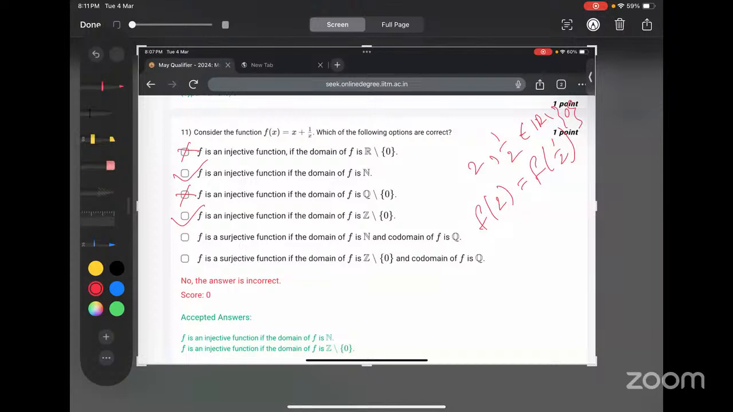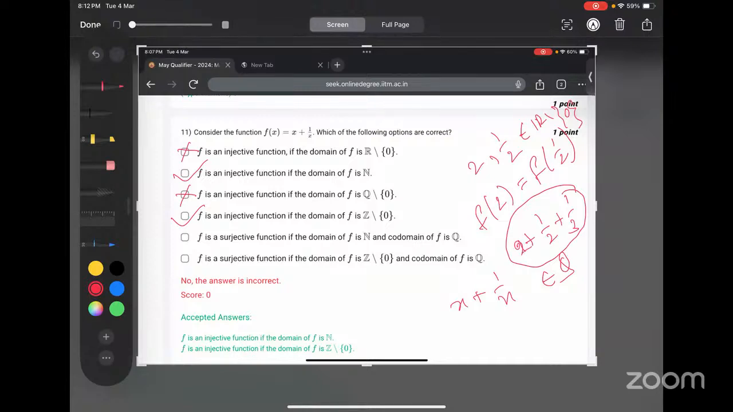What do you think? This is not surjective, right? So here we have only x plus 1 by x in this specific format. But if I take a number, suppose 1 plus 1 by 2 plus 1 by 3, this is a rational number, right? But is there any pre-image for this number? Is there any pre-image? No, right?